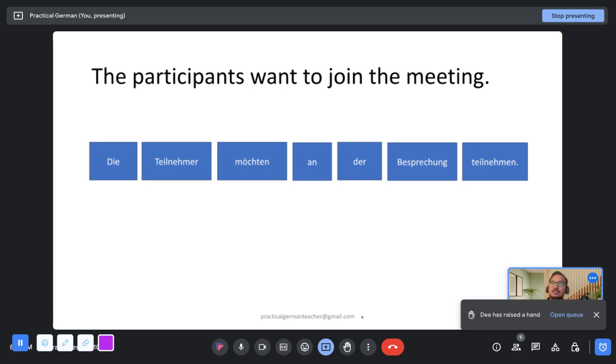Yes, please ask. You have raised your hand. Instead of möchten, I understand why we have used möchten, but why can't we use wollen here? You can use wollen, but wollen is very strong. There is nothing wrong with it, but möchten is, to me, a little bit polite.